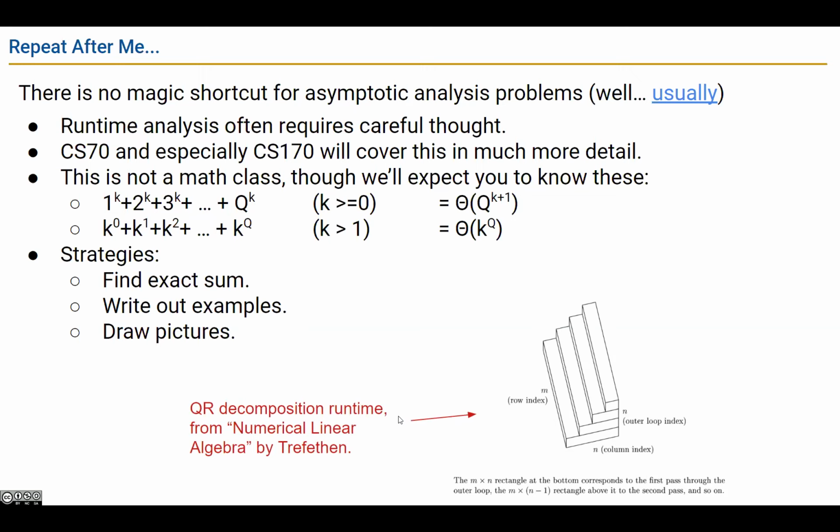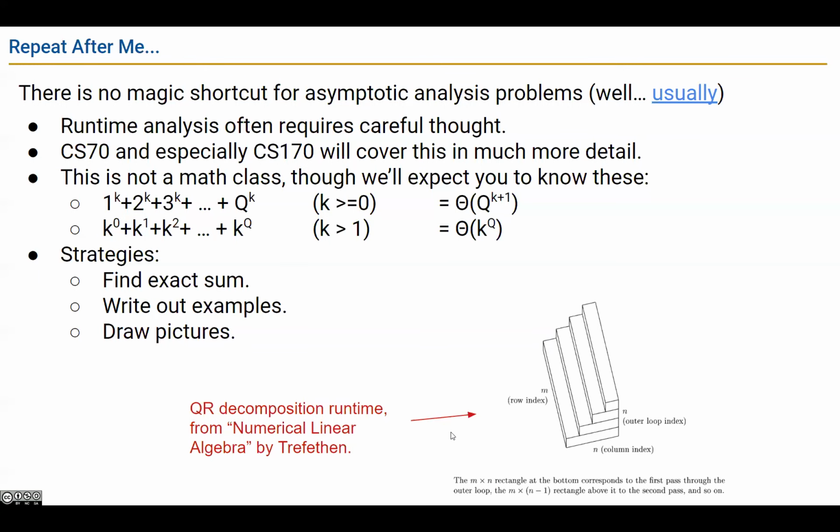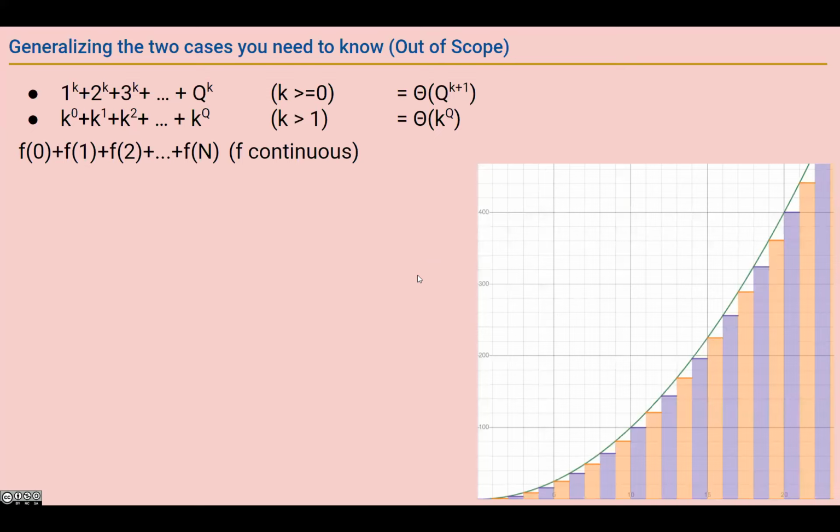Here's an example from an actual research paper where they interpreted the runtime as the volume of this shape. If you do that, you end up finding that it's equal to n times n, because that's the cross-sectional area of this, and then times m, because that's how wide this thing is. Now, I did say there's no magic shortcut. There is, well, usually. And here is actually kind of a magic shortcut.